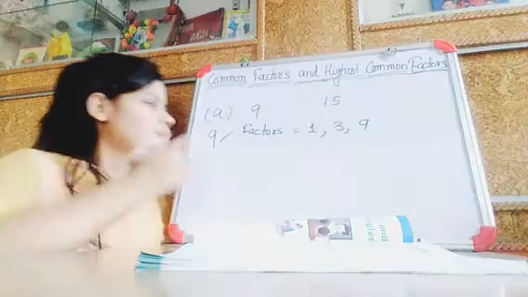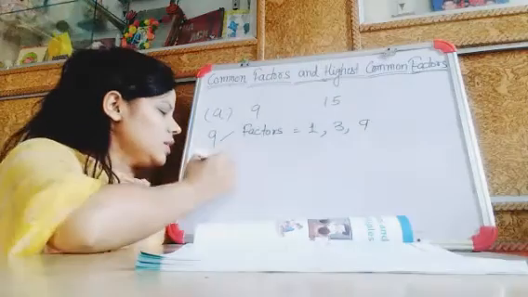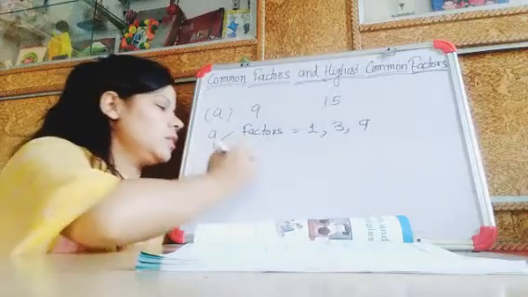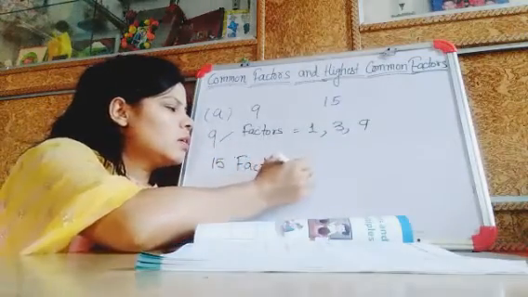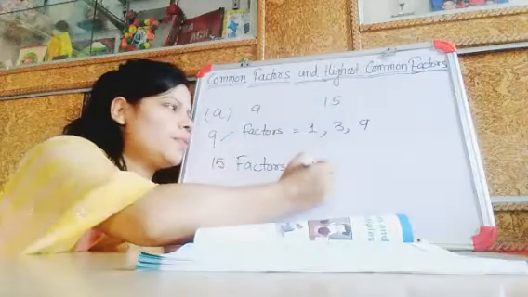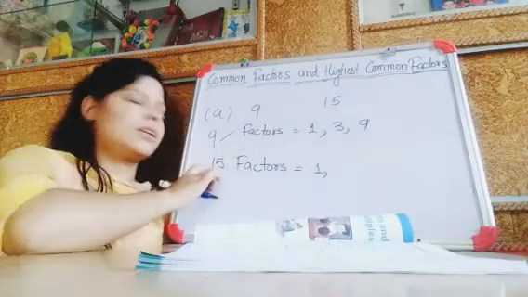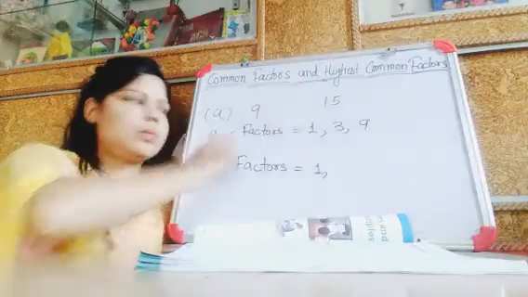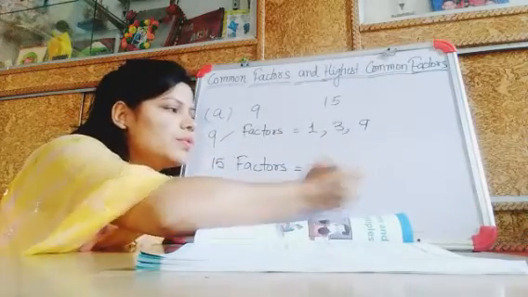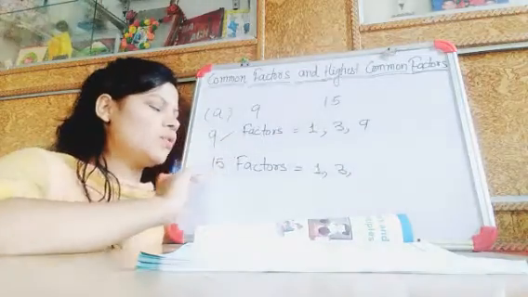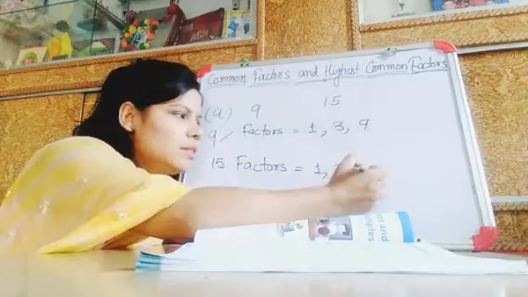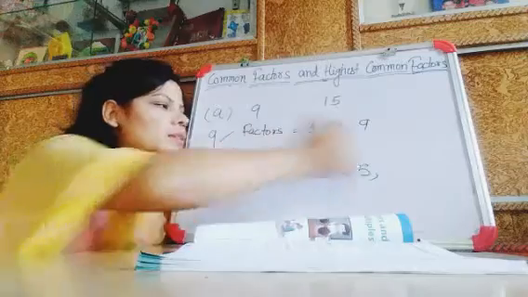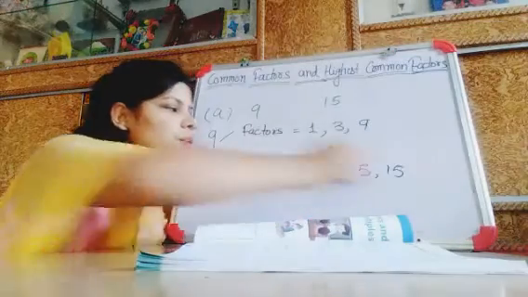Understand, dear student? After it is 15. What will be the factors of 15? Factors will be 1. There is no 15 in the 2 table. 3 fives are 15. 4 is not a factor of 15. Then 5 and after it 15.